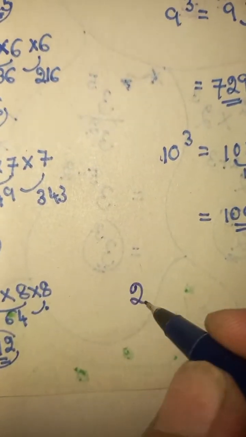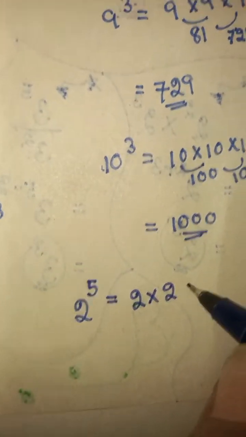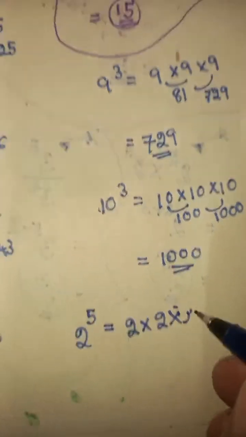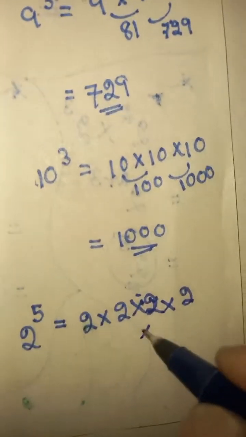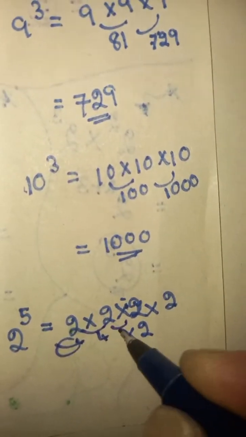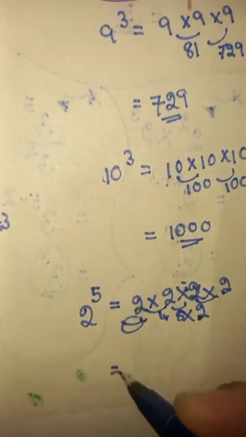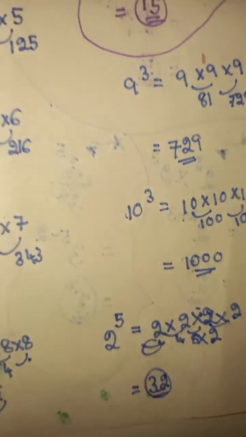This is about cubes. Let's do another problem which involves a power of 5. 2 power of 5 means 2 times 2 times 2 times 2 times 2. 2 times 2 is 4. 4 times 2 is 8. 8 times 2 is 16. Times 2 is 32. So it is completely equal to 32.